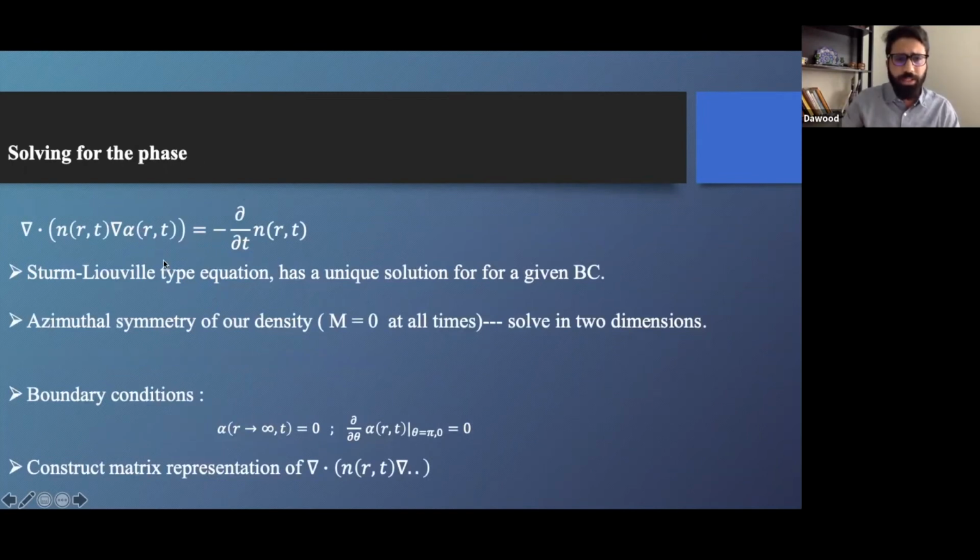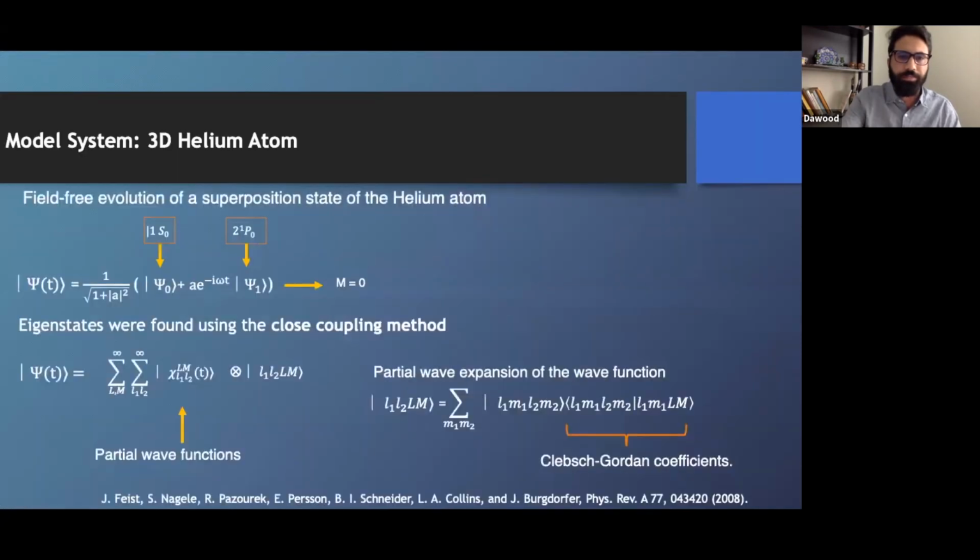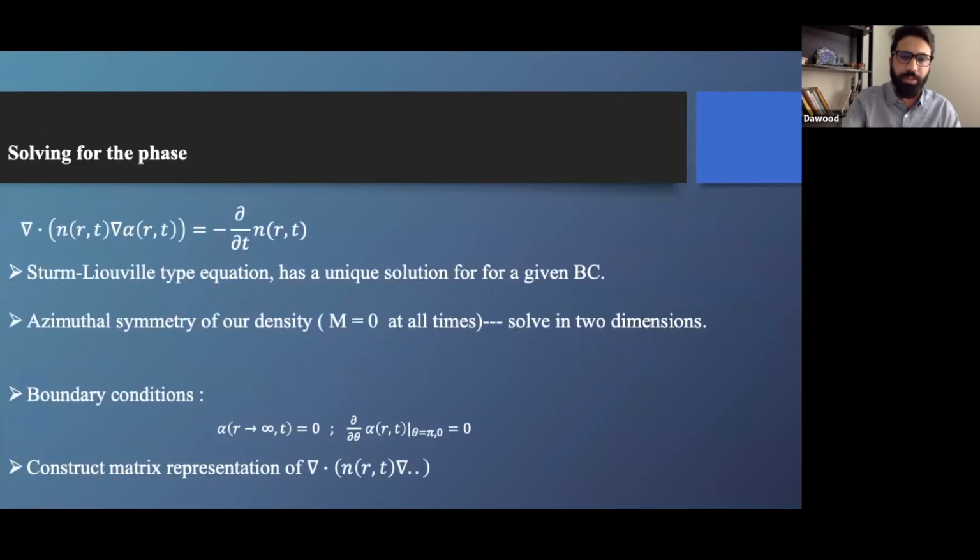And looking at this equation, it resembles a Sturm-Liouville type equation, and has a unique solution for a given boundary condition. And also our initial state here has m equal to 0, so it has no azimuthal, phi, dependence. So it has an azimuthal symmetry in the density as well. So we effectively solve this equation in 2 dimensions with the following boundary conditions.